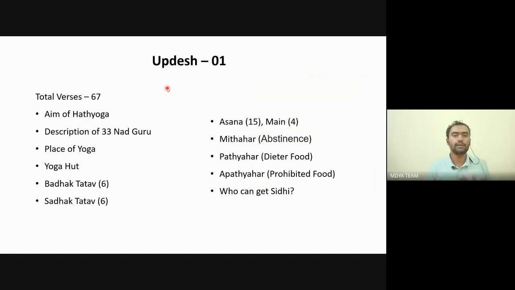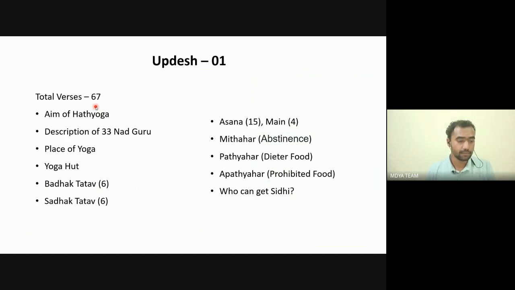Today we will do only a little overview. After today, in the next class, we will start the deep study. In total there are four upadesh. In the first upadesh, a total of 67 verses are mentioned.